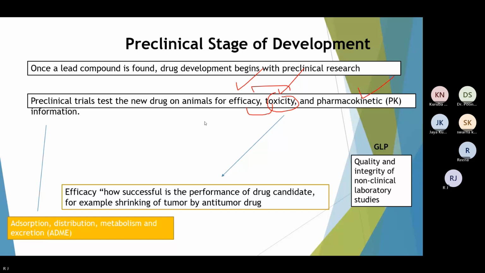Okay. In toxicity, you people all understand, right? Toxicity means whether it's having any negative effect on the cells, organelles, or any pathophysiology of the body. And pharmacokinetics means four properties: absorption, distribution, metabolism, excretion. Okay.